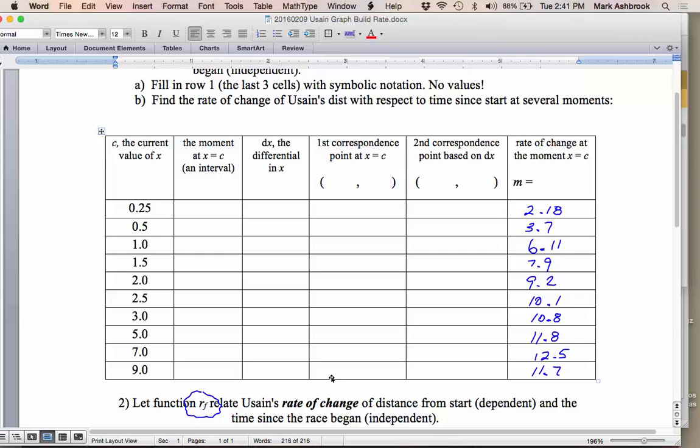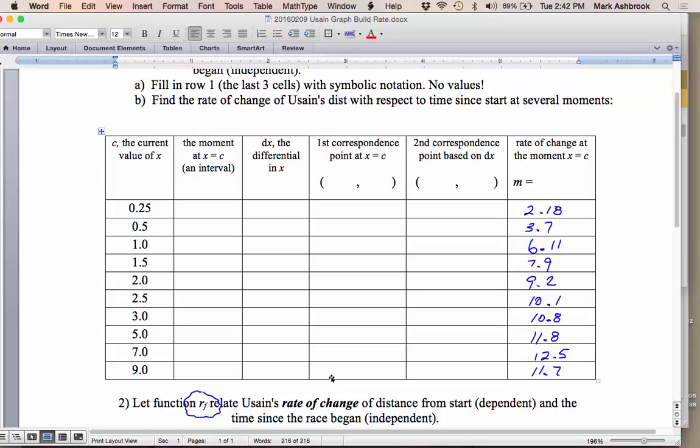Okay, so this new function that you're plotting, we're first going to plot individual points. The x values are the same x values as the previous function, time going by since start. But now the y values of these points are not distance from the start anymore, they're the rate of change. So here are your x values. For instance, you're going to plot the point 0.25 seconds and 2.18 meters per second on the new graph.